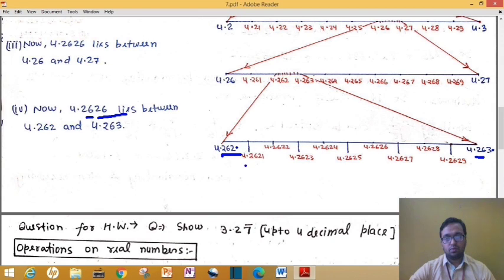Okay, so this is our first number 4.2621, this is second number 4.2622, then third 4.2623, then fourth 4.2624, then fifth 4.2625, then sixth 4.2626, and so on. So this is our required number, as you can see, 4.2626.